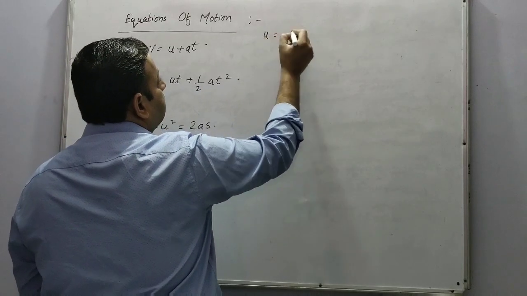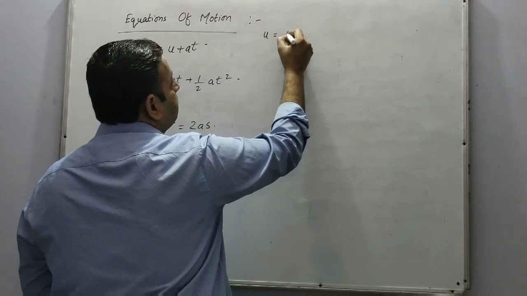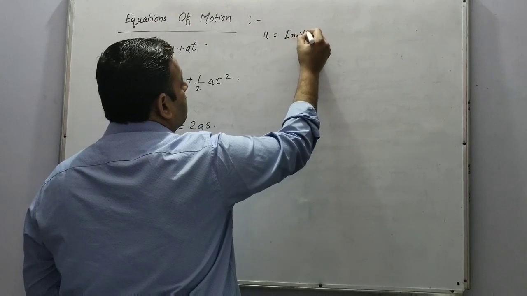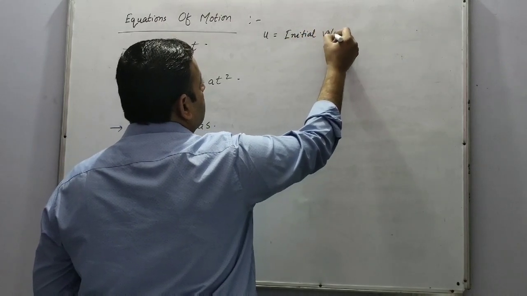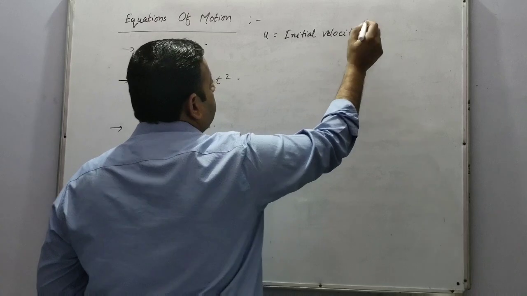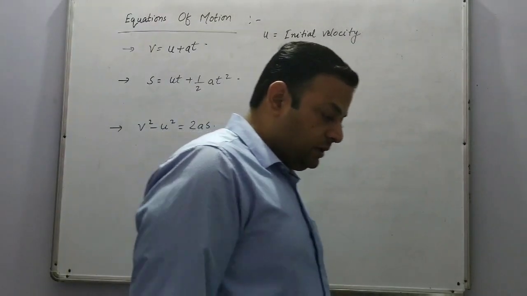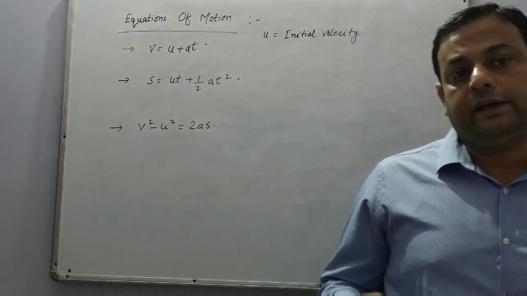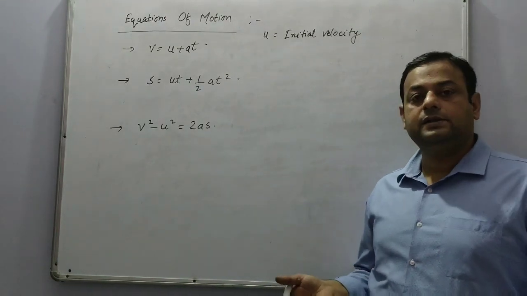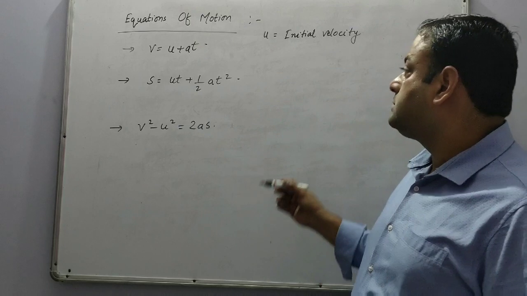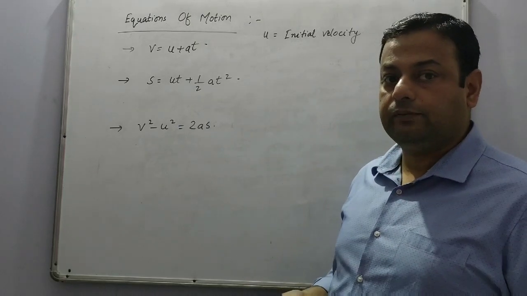U means initial velocity during the journey. Suppose a man started from rest. It means his initial velocity was 0 meter per second.